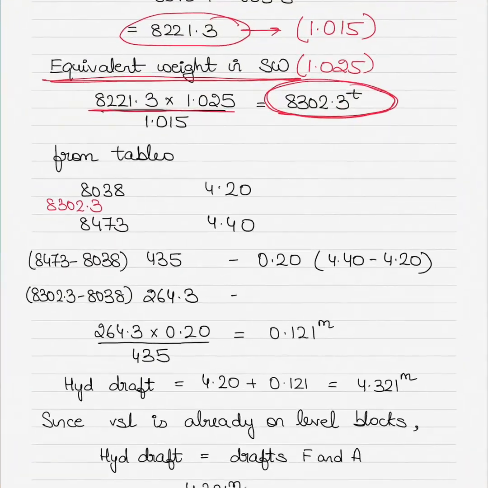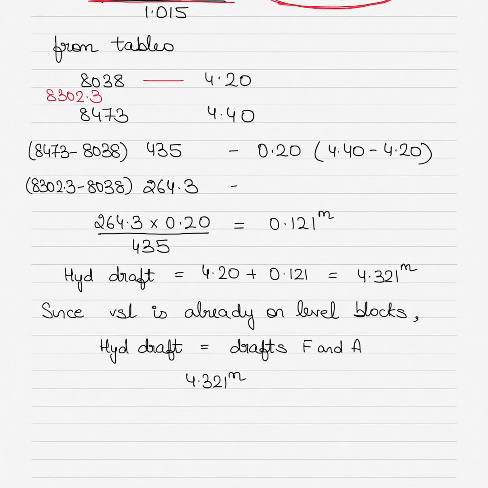So the process is the same. You will go back, write down the values. So for a draft of 4.2 it's 8038, for a draft of 4.4 it's 8473, but you need it for a displacement of 8302.3. So as we have done before, you will do an interpolation. I have shown you the values of interpolation. Hopefully you don't need to understand it again.